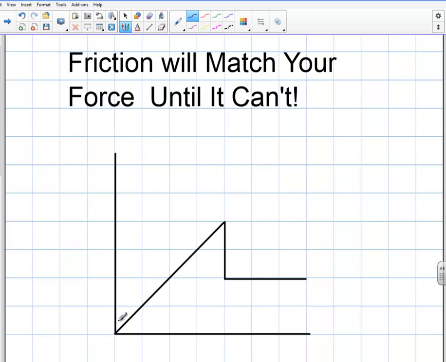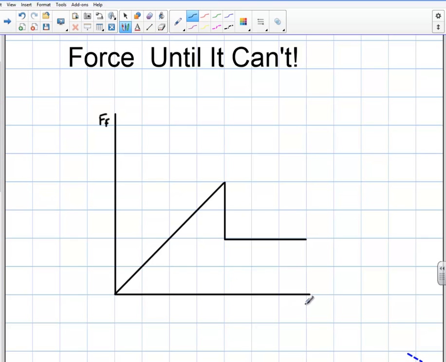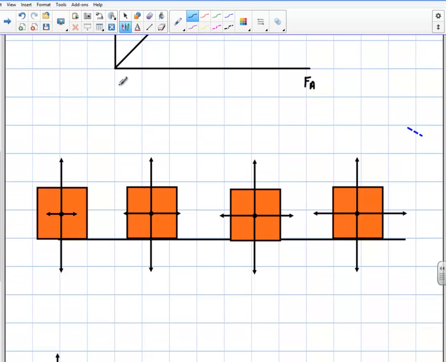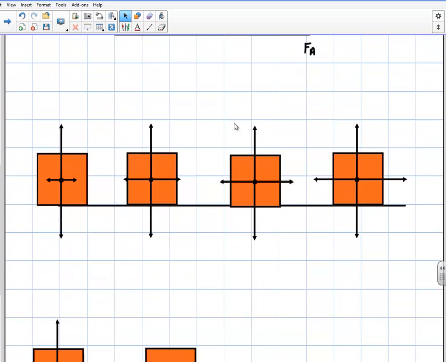So what I have here first, this is a typical force of friction curve versus force applied curve. On the y-axis I'm going to put the force of friction, and on the x-axis I'm going to put force applied. The way that friction works is that when an object isn't moving, let's say this is my object here and it's just sitting there, as I apply a force to this object, friction is going to oppose me in the other way.